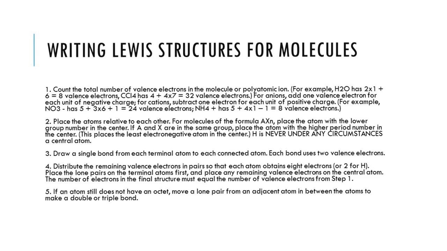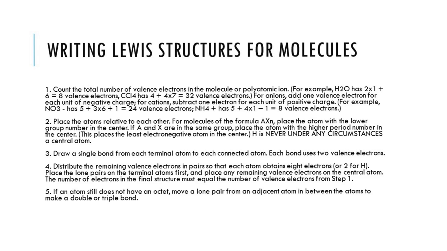Then we're going to place the atoms relative to each other. For any molecule in the form AXn, place the atom with the lower number in the center. If A and X are in the same group, place the atom with the higher period number in the center. This places the least electronegative atom in the center. H is never, under any circumstances, a central atom.